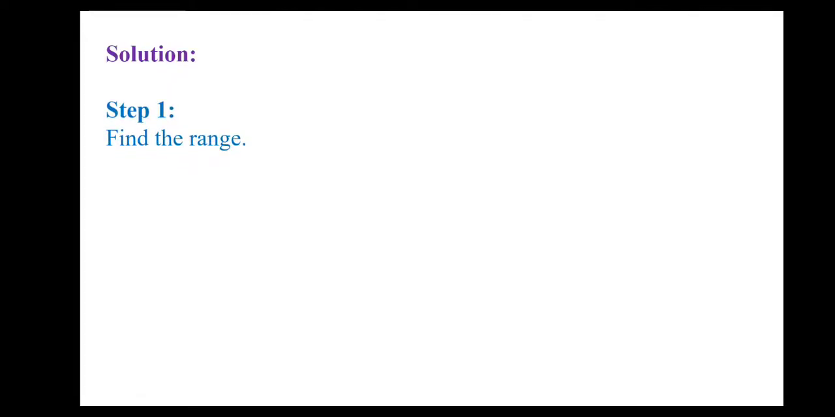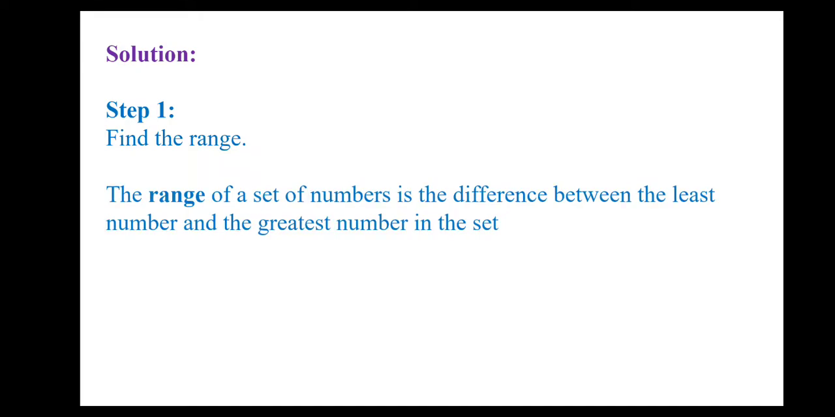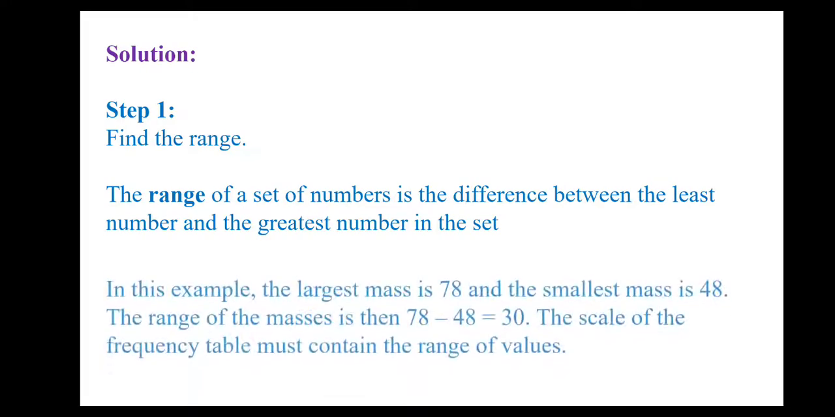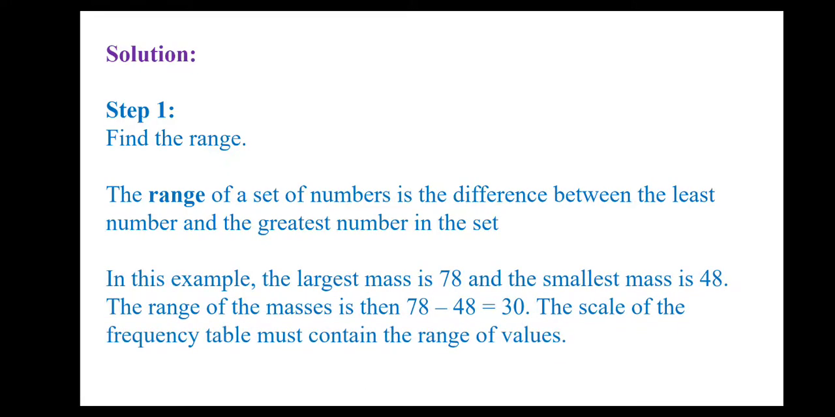Step 1: Find the range. The range is the maximum value minus the minimum value. Find out the minimum value and the maximum value. The range of a set of numbers is the difference between the least and the greatest number in the set. Here you see the largest value is 78. The smallest value is 48. 78 minus 48 is 30. The scale of the frequency table must contain the range of values.